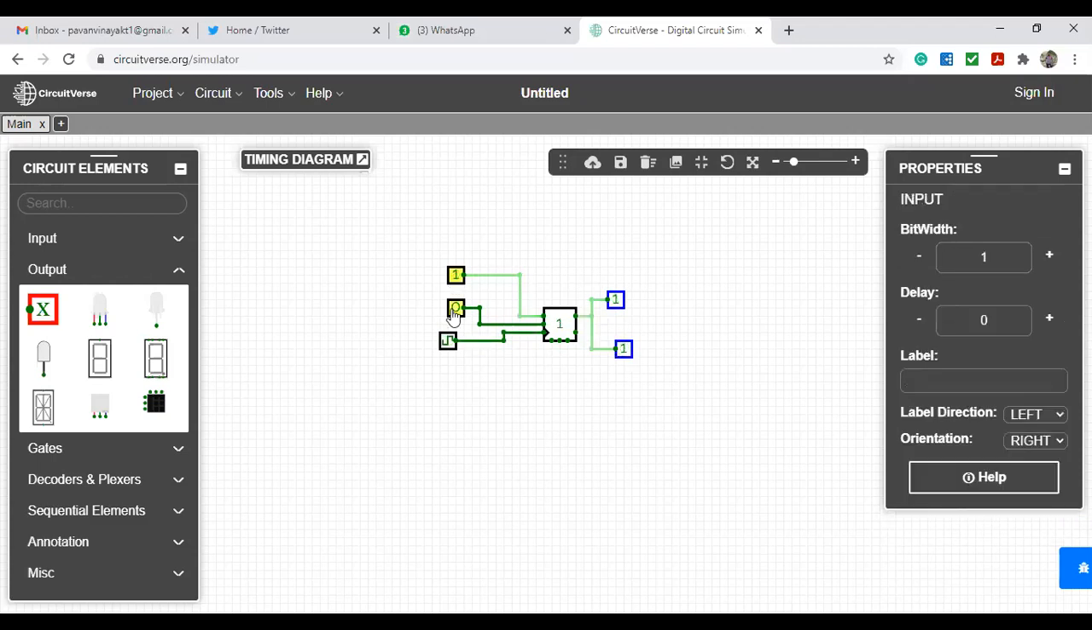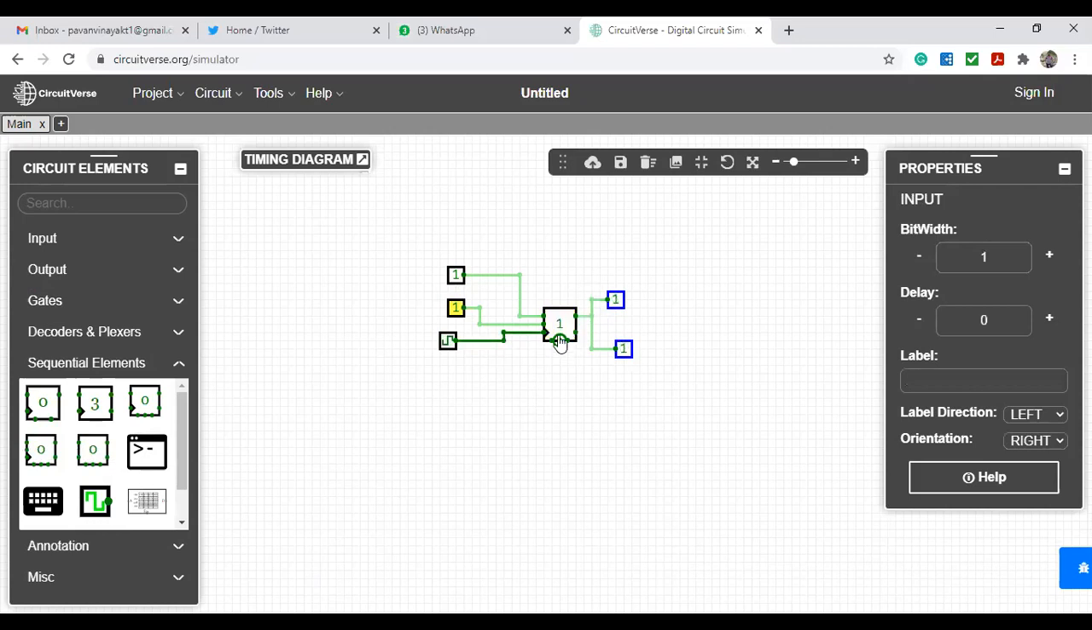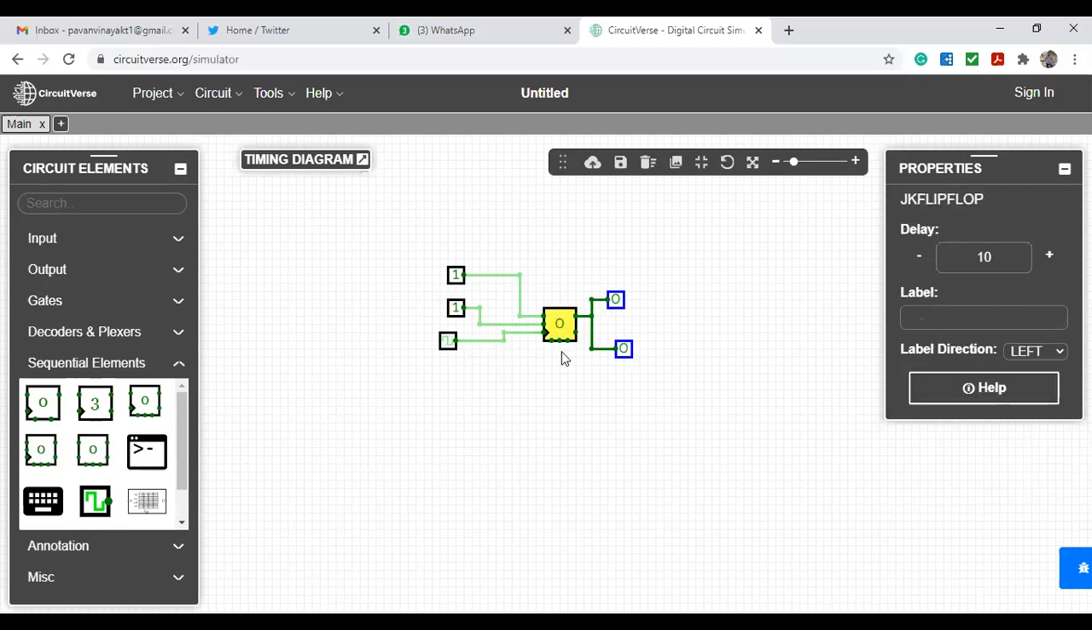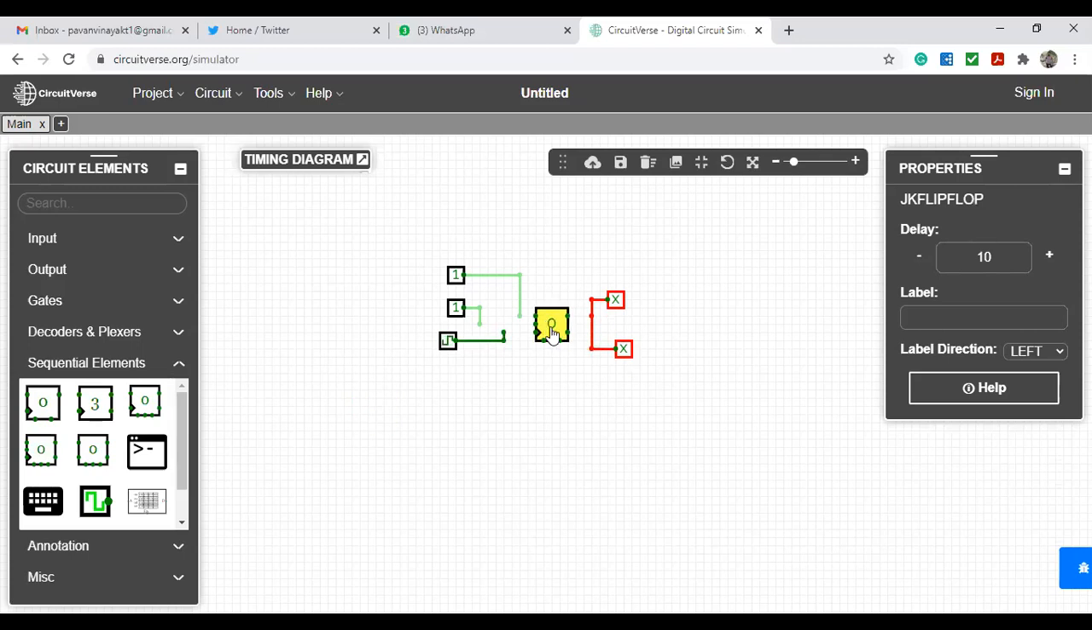When I give, one second, there is a wrong connection. Either I take JK or not, I will check it. Wait. Okay, here the connection is wrong.